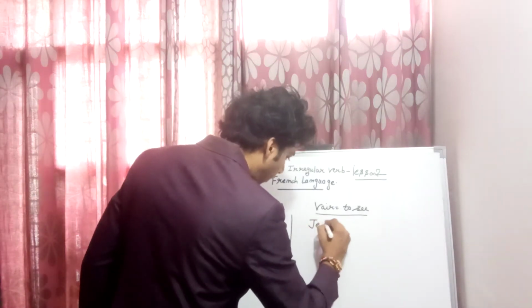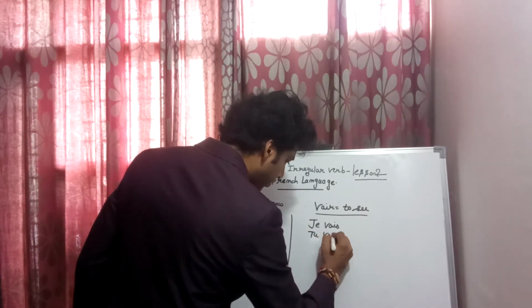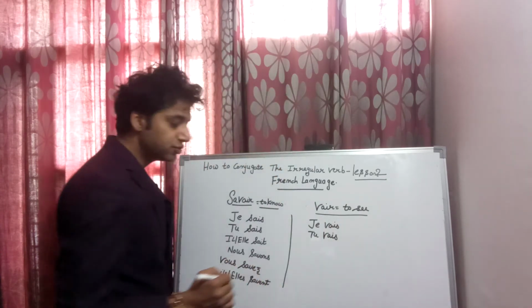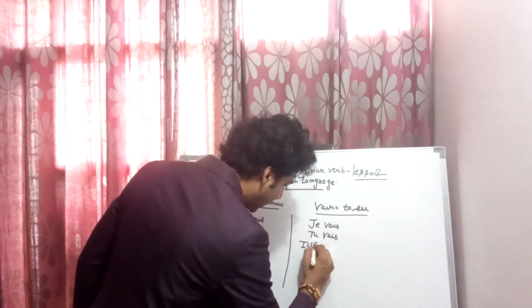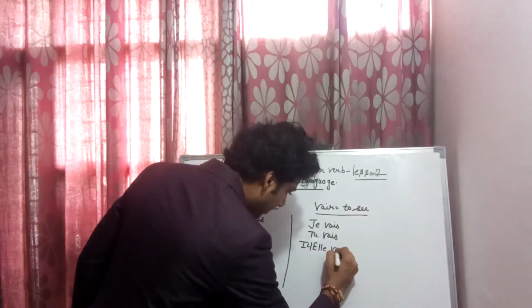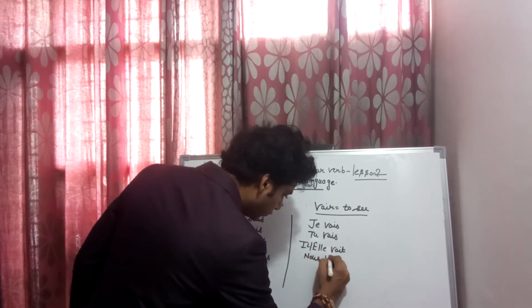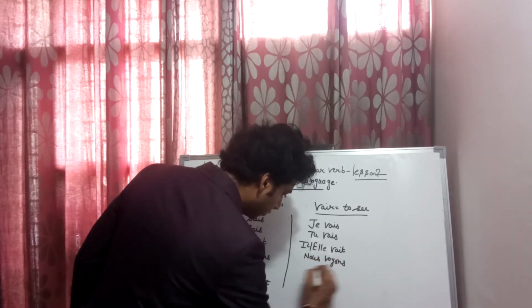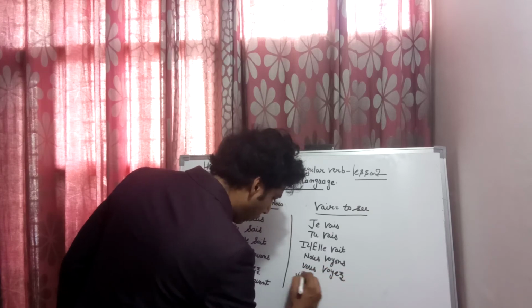We have je vois, répétez après moi, tu vois. Je vois is to I see, tu vois is to you see, il, elle voit. C'est clair. Nous voyons. Vous voyez. Il, elle voit. C'est clair.